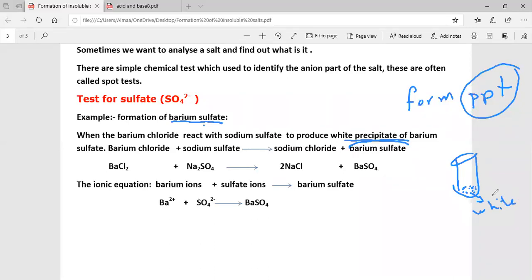The ionic equation of this reaction: barium positive 2 reacts with sulfate ions, SO4 minus 2, to give barium sulfate, which is white.